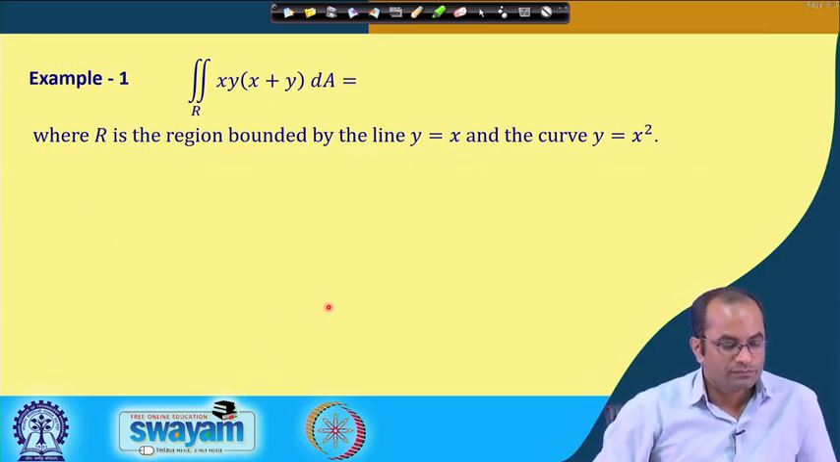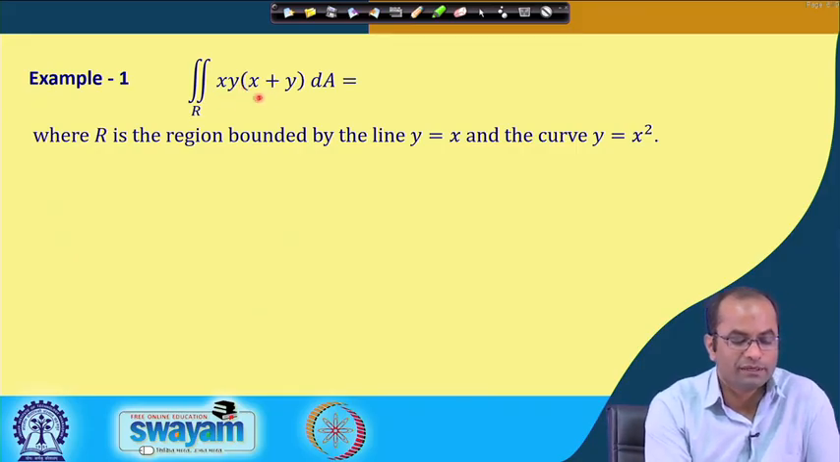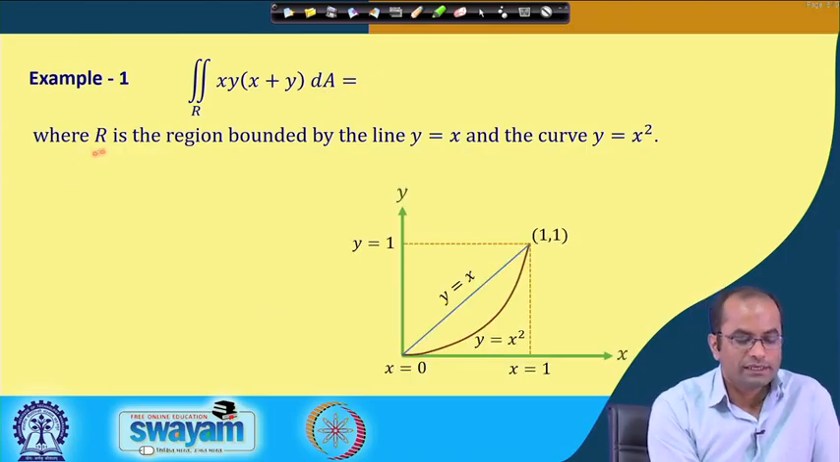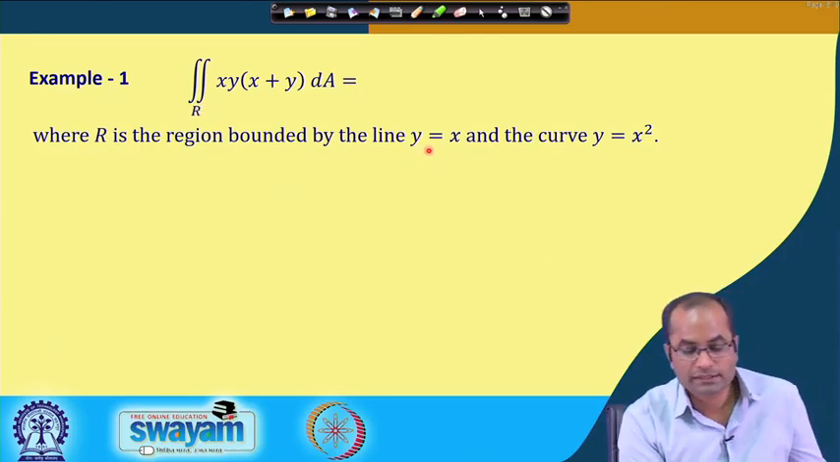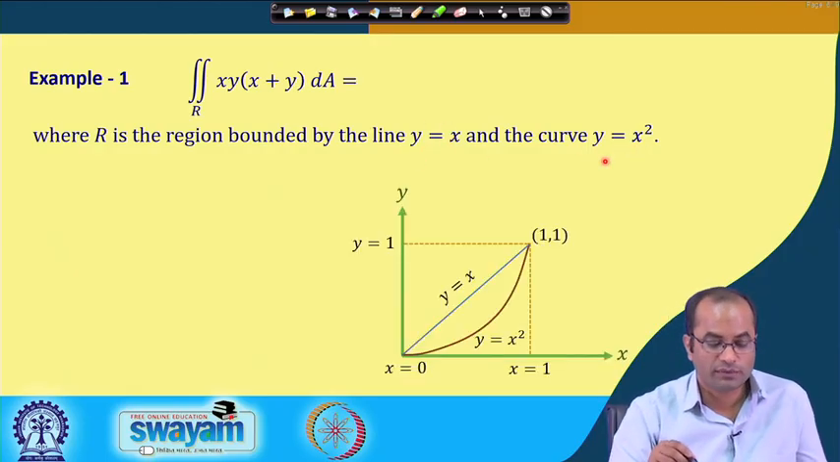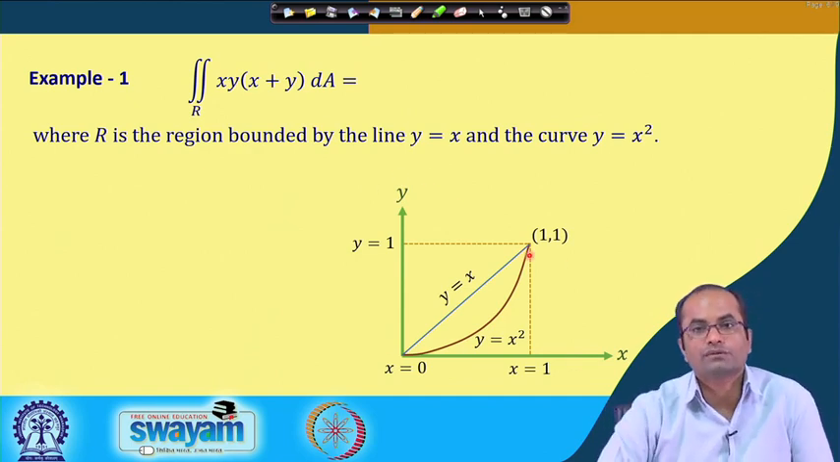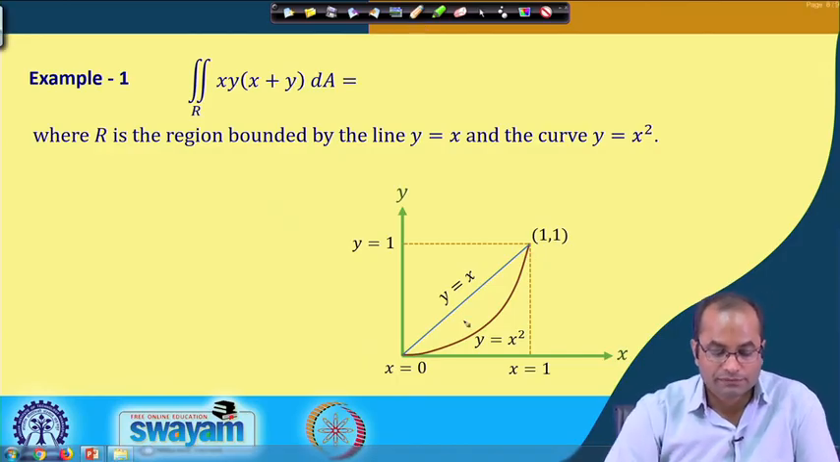The first example we have is the integrand x y multiplied by x plus y dA, and we will compute its value here, where the region R is bounded by the line y is equal to x and the curve y is equal to x square. So, we have this line and the parabola y is equal to x square. The first step is that we have to draw the region of integration, and sometimes that is the difficult part.